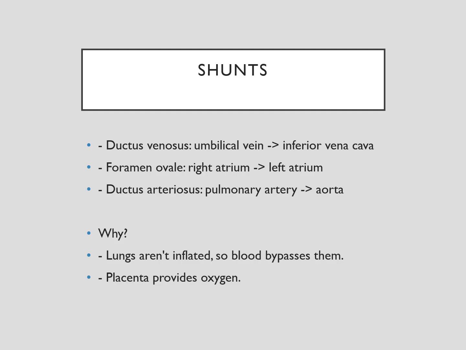There are three main shunts we are going to look at. We have the ductus venosus, which connects the umbilical vein to the inferior vena cava to escape the liver. Then we have the foramen ovale, which connects the right atrium to the left atrium to also escape the lungs. Then we have the ductus arteriosus, which connects the pulmonary artery to the aorta to also escape the lungs.